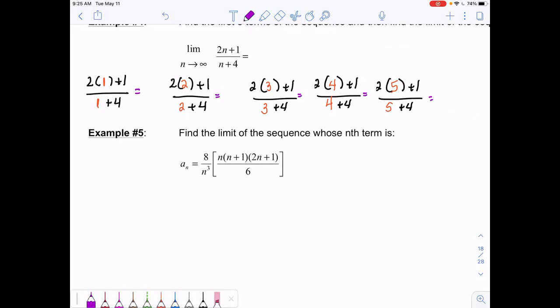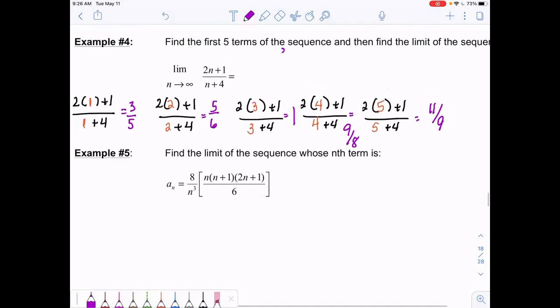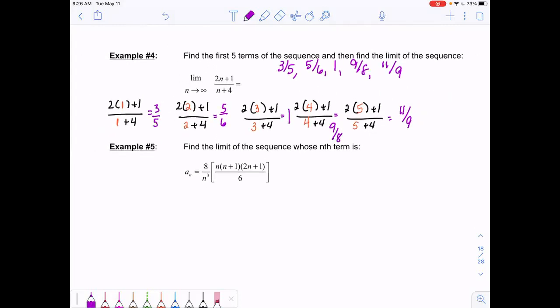So Kaden, the first term of our sequence would be, and then the second one, and then, because that's 7 sevens, the next one, and then the last one is 11 over 9. So the question then says, if I have those terms, 3/5, 5/6, 7/7, 9/8, 11/9, find the first 5 terms and then find the limit of the sequence.